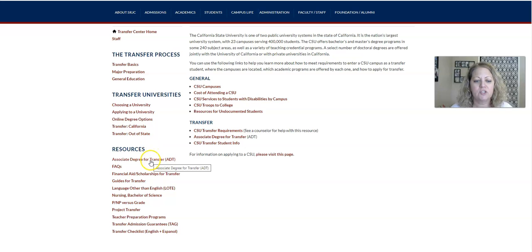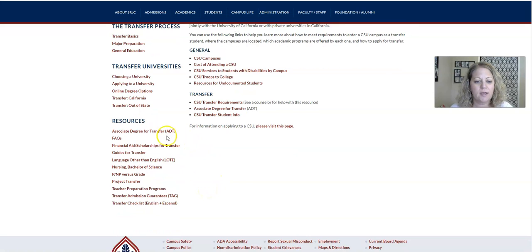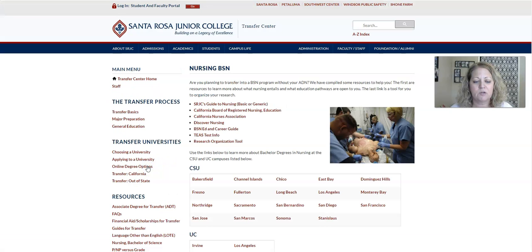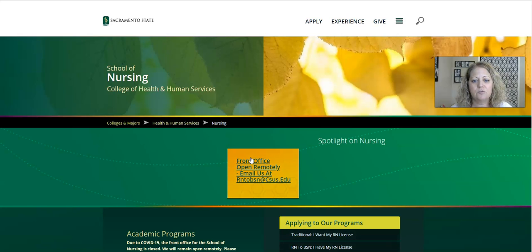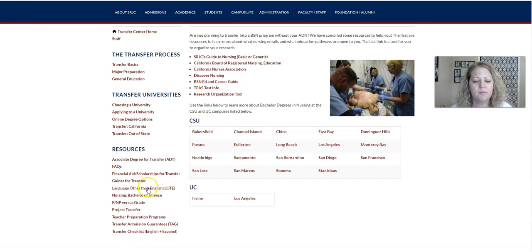So we have information on the associate's degree for transfer, which we will spend some time talking about next week. We have the financial aid and scholarships for transfer, which we will talk about the second to the last week. We have nursing. So if you are a nursing major, this is a site that you would want to become familiar with. We have links to each of the campuses here to their nursing program. So we try to make that easy for you to do research from. So that might be helpful.